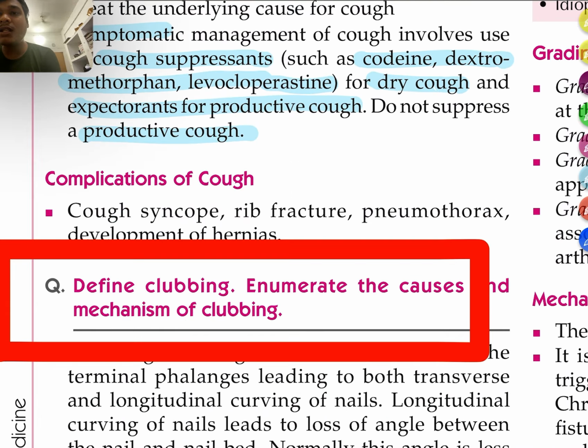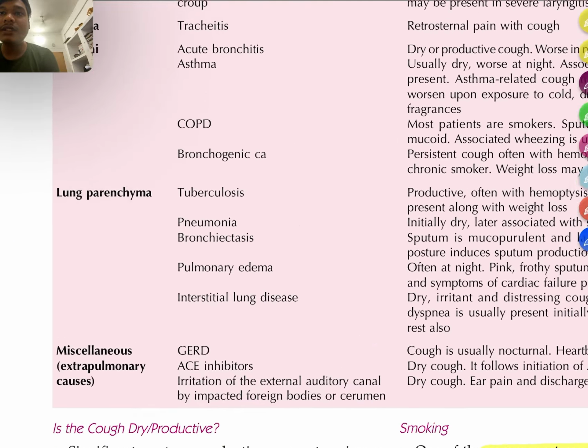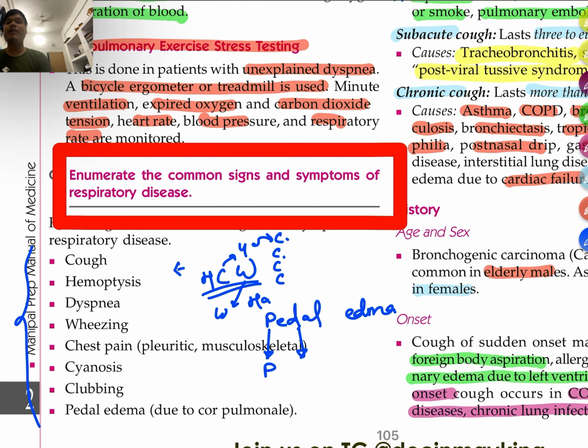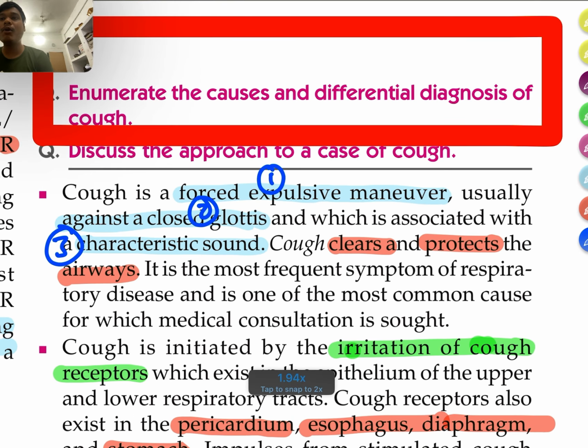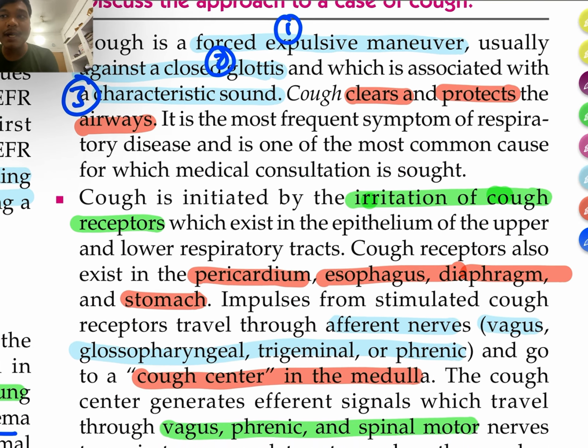So what complications can occur? Complications like syncope, rib fracture, pneumothorax, or development of hernia can occur if the patient has persistent cough. Now let us summarize what we have studied so far about cough. First of all, we read about cough. Its definition consists of three parts: forceful expulsion, glottis closed, and production of a specific sound. The function of coughing is clearing and protecting the respiratory tract.